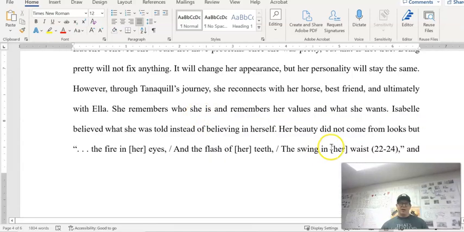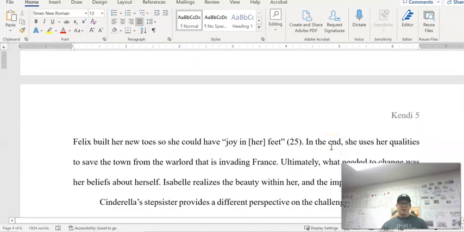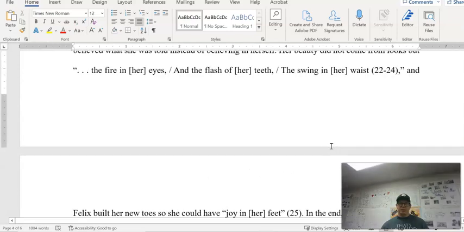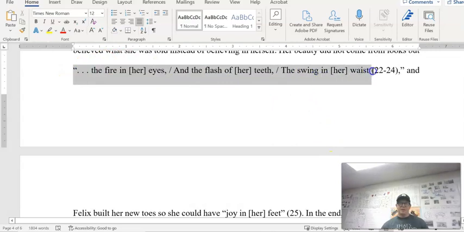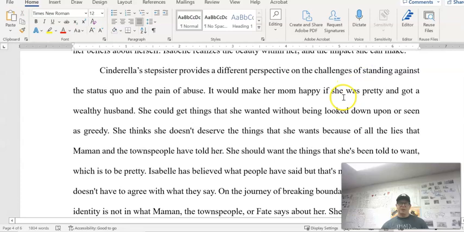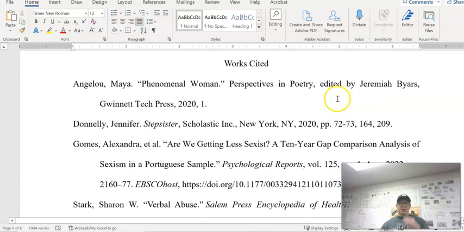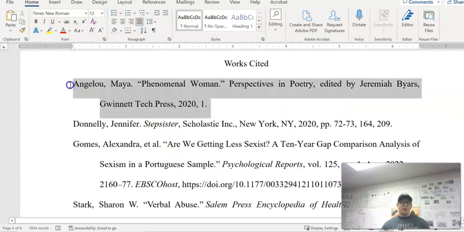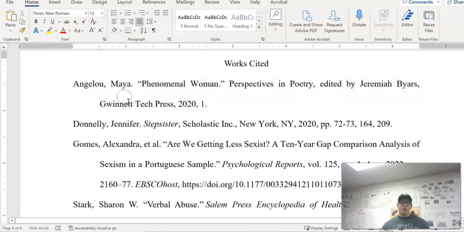Oh, look, we got a reference to a poem, and so we have great usage of dashes here to indicate lines. Okay, all right. Finally, works cited page. We have a reference to Maya Angelou. What? Okay.